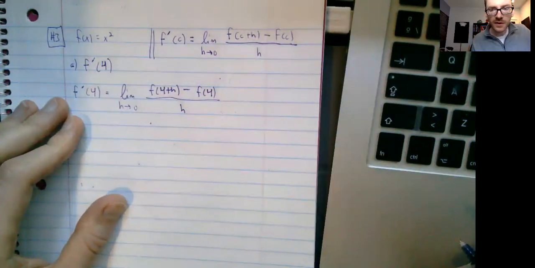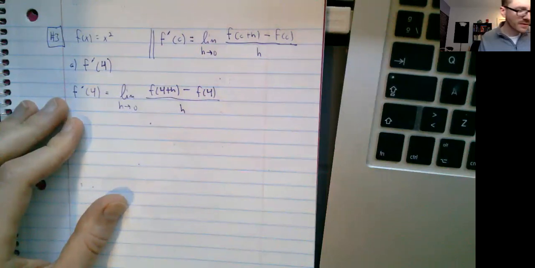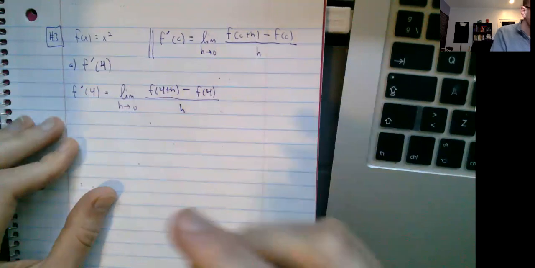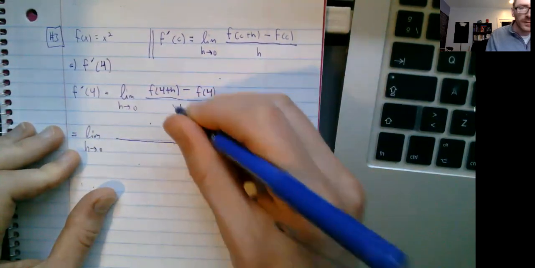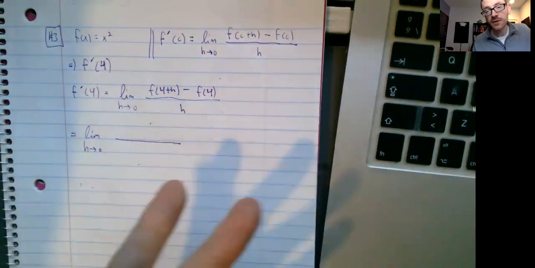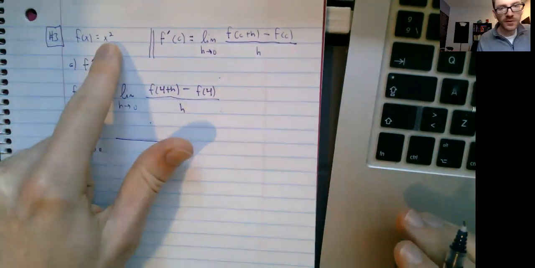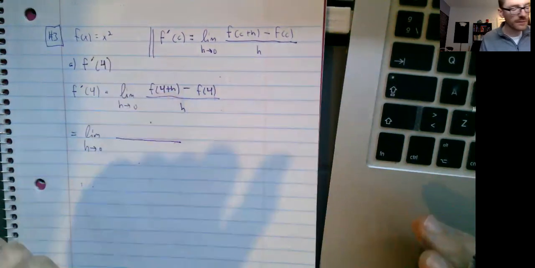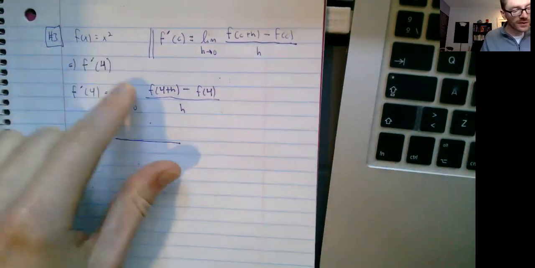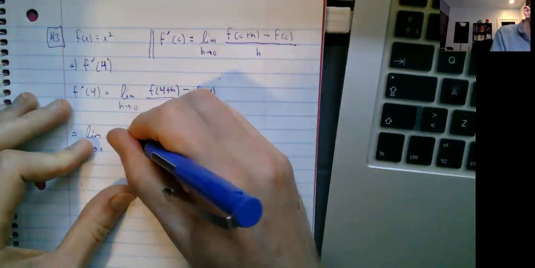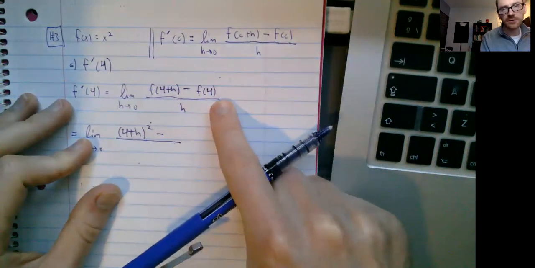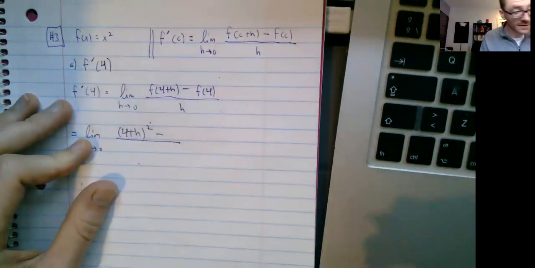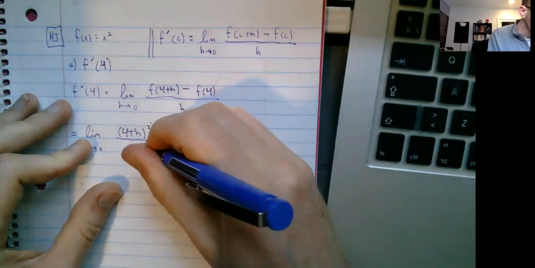Okay, so we now have to compute what some of these things are, right? So limit as h approaches 0, f of 4 plus h. What is f of 4 plus h? Well, that just means you need to go to this formula and replace the x that you see with 4 plus h. So instead of x squared, it's 4 plus h squared. And then minus f of 4, well, f of 4, if you just plug 4 into this thing, you get 16. So f of 4 is 16, all over h.